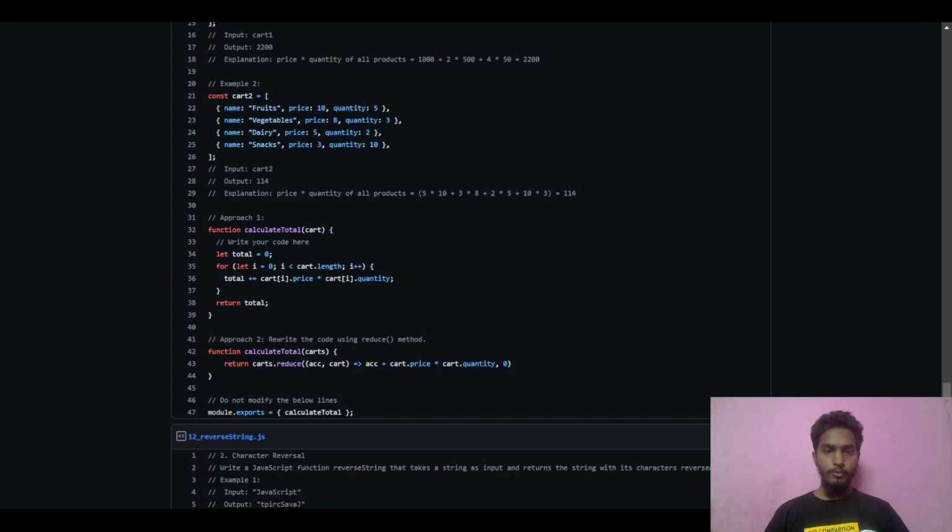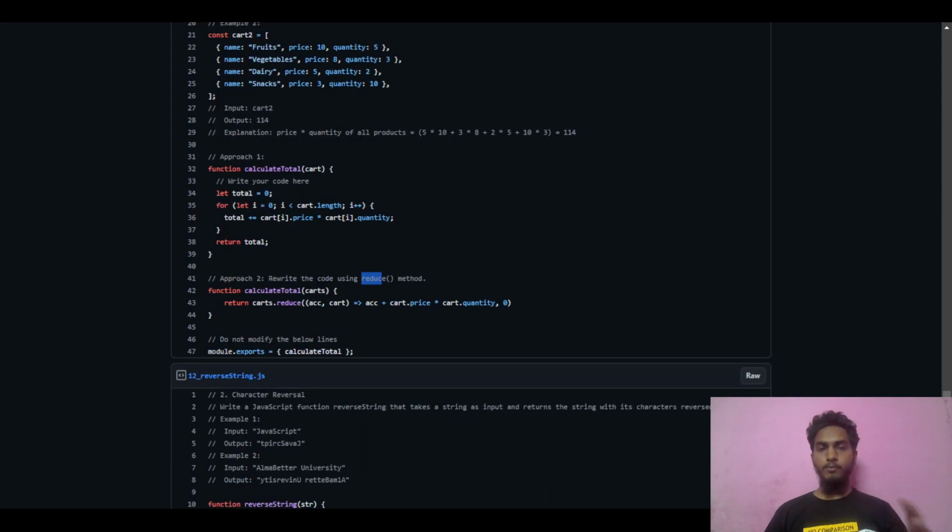In this second approach, it has been asked to write the same calculation, same logic, with the reduce method. In JavaScript, what the reduce method does is convert the array into a single value. So this is a great example for a reduce use case because we have to convert the array into a single value.